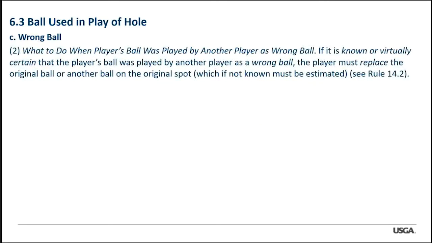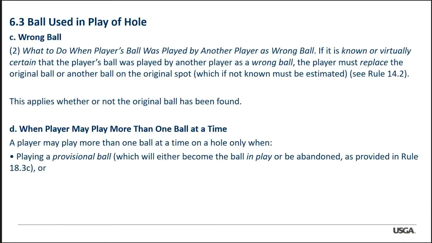And here's that situation, what to do if it's played by another player as a wrong ball. If it is known or virtually certain that the player's ball was played by another player as a wrong ball, the player must replace the original ball or another ball on the original spot. So there is the rule that specifically allows substitution. And this applies whether or not the original ball has been found. So if somebody plays your ball as a wrong ball and moves it a foot, you don't have to put the original ball back. You're still allowed substitution.